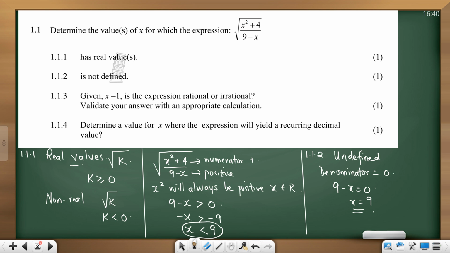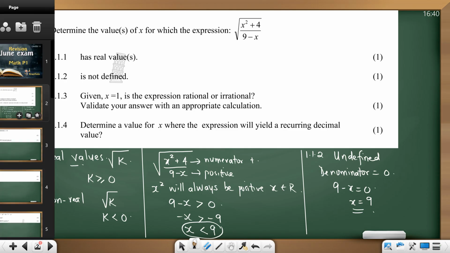I hope everybody is done. I hope we are okay. Talk to me. Can I go to number 1.1.3?